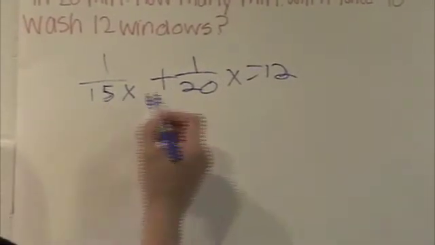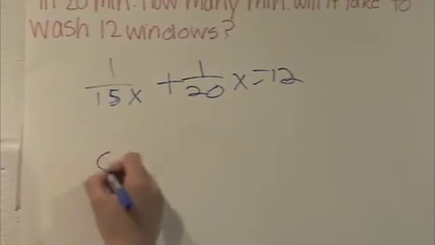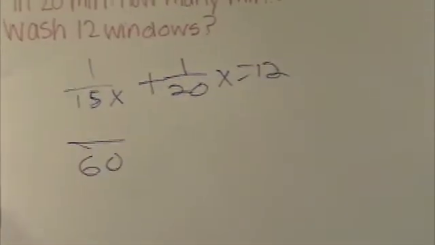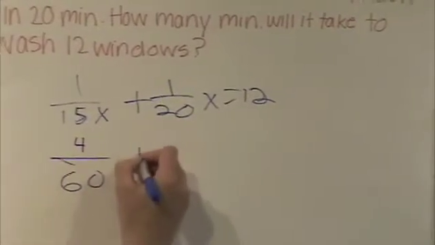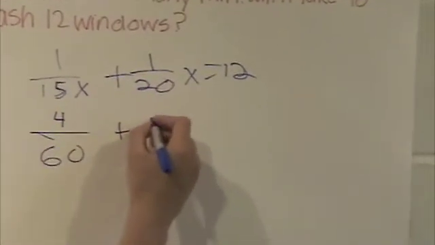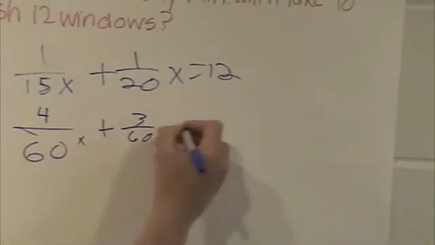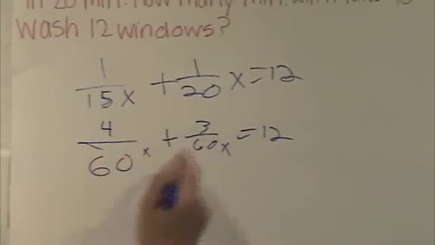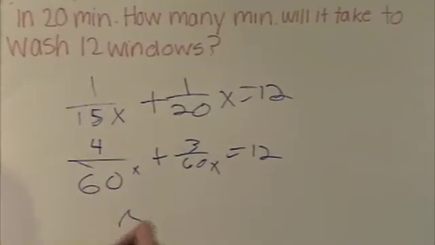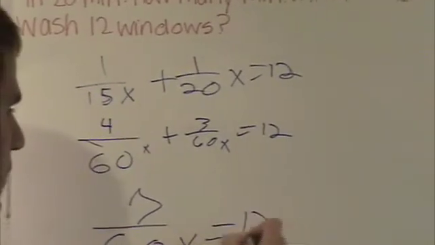Next, in order to add them together, you have to find a common denominator. The common denominator, in this case, would be 60. 1/15 is equal to 4 over 60. Then you add that to what this would be, which would be 3 over 60, and it's still equal to 12. Next, you would add the two fractions together, and it would be 7 over 60x equals 12.